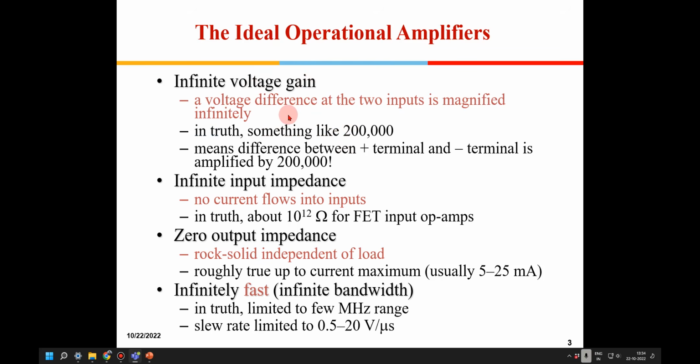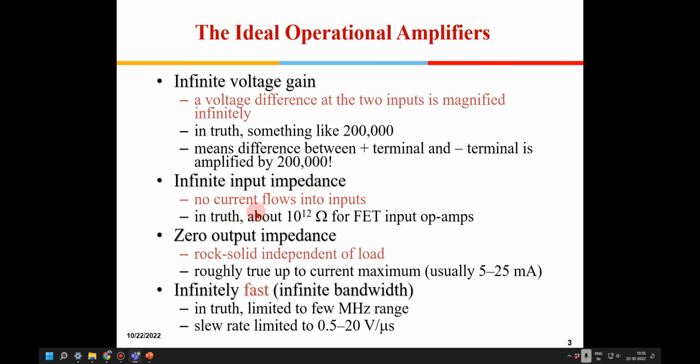The gain should be infinite for an ideal op-amp, but in actual practice it is around 200,000, or 2 lakhs. For a simple differential amplifier which we learnt, we didn't have these kinds of gains. An ideal op-amp should have infinite gain, and practical op-amps have this range of gain.